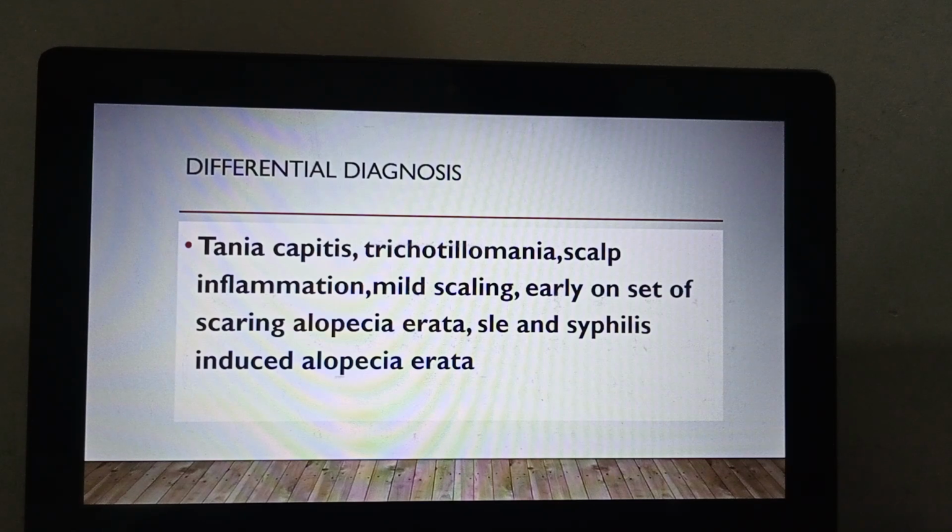Differential diagnosis. There are many other conditions that resemble alopecia areata, so we usually differentiate it from the other conditions. The other conditions are tinea capitis, trichotillomania, scalp inflammation, mild scaling disorders, early onset of scarring alopecia, SLE, syphilis, and drug-induced alopecia. These are the conditions which need to be differentiated from actual alopecia areata.